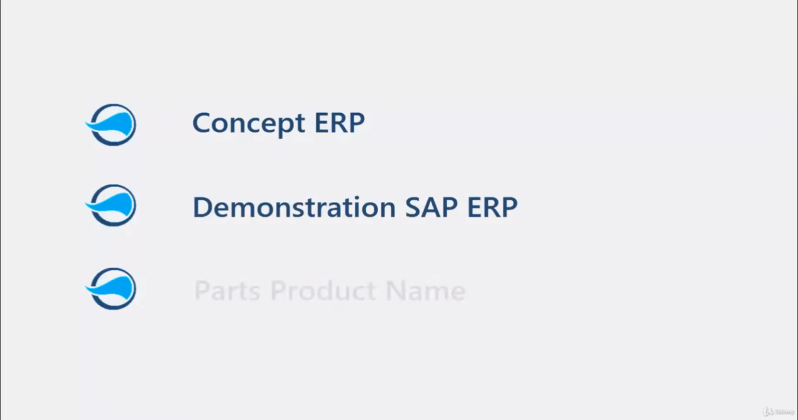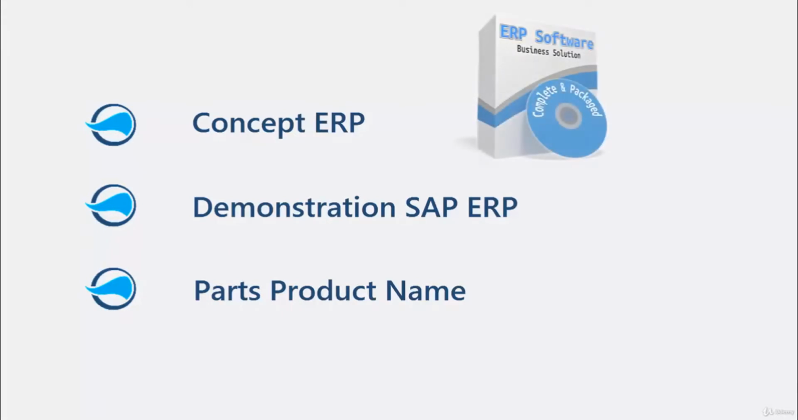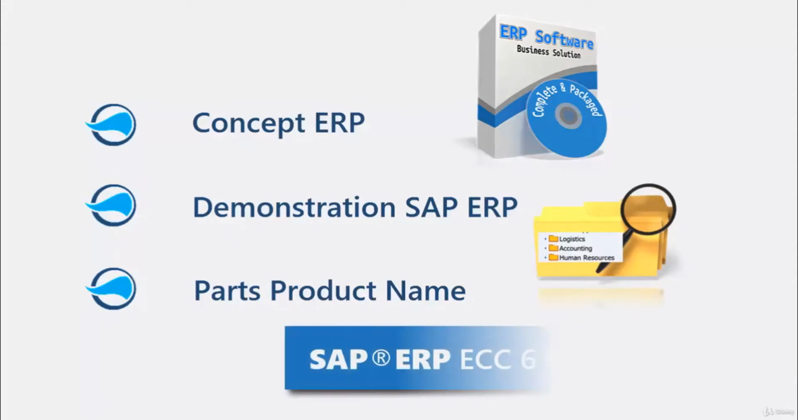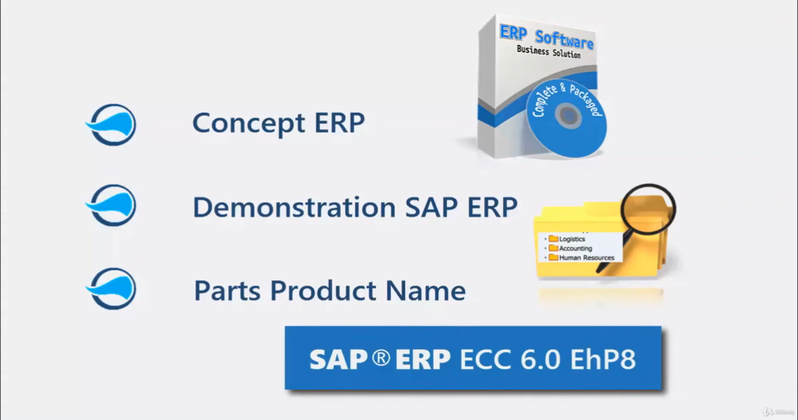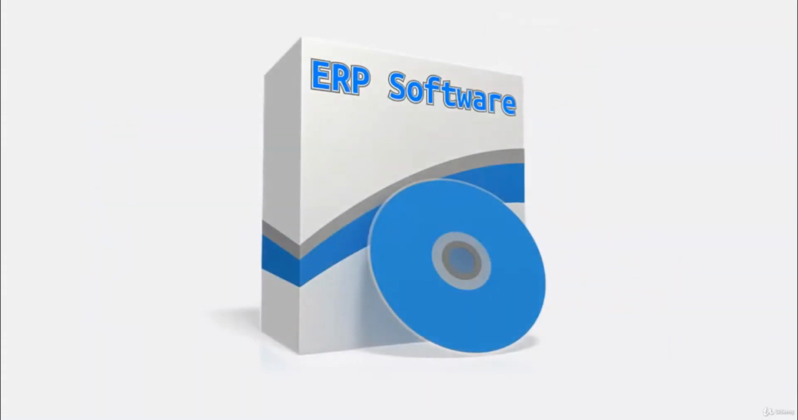Therefore, the concept of ERP software will be shortly discussed. The SAP ERP will be briefly demonstrated, and then the different parts of the product name will be explained. By the end of the video, you'll know what ERP software is, what SAP ERP's 3 application areas are, and you'll be able to decipher the whole product name of SAP's core system. Let's begin with ERP software.